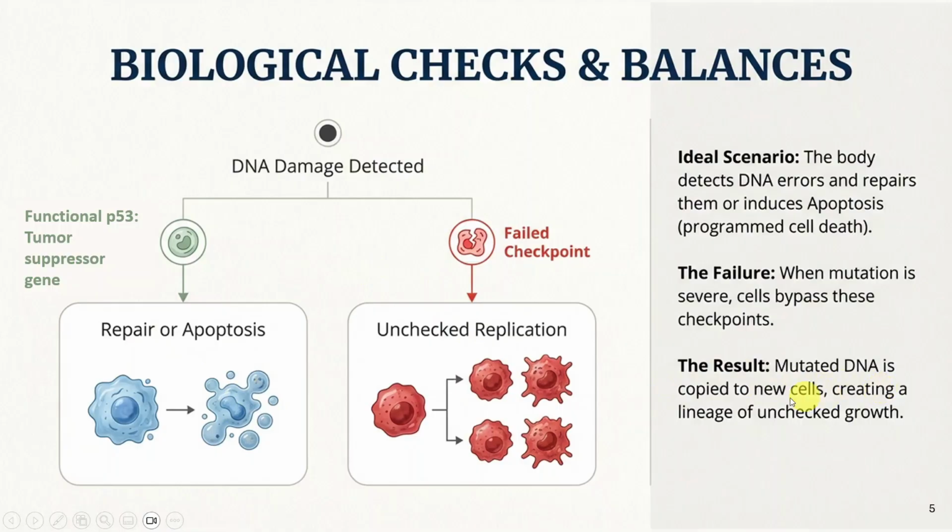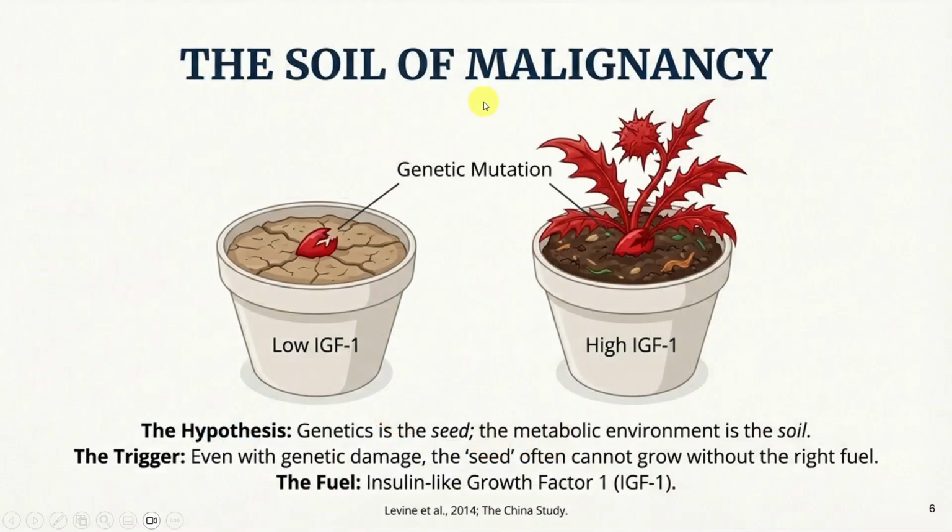But when there's that failed checkpoint, that's when the result is here: the mutated DNA is copied to new cells, creating a lineage of unchecked growth, similar to that zombie analogy I was saying. On the left is the healthy human cells, on the right is the zombie cells that are multiplying out of control in a way that doesn't benefit the host. And that's the main problem of all this. Healthy cells benefit the host, or us, unhealthy cells do not. So the soil of malignancy. So here you kind of see a little sprout of genetic mutation.